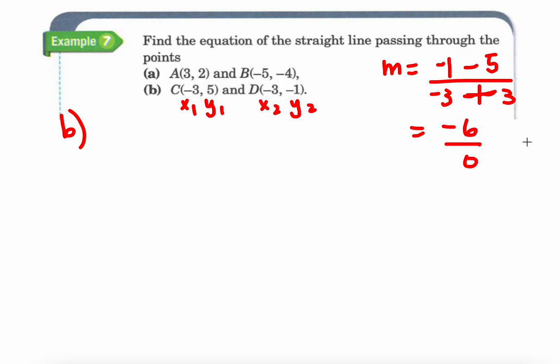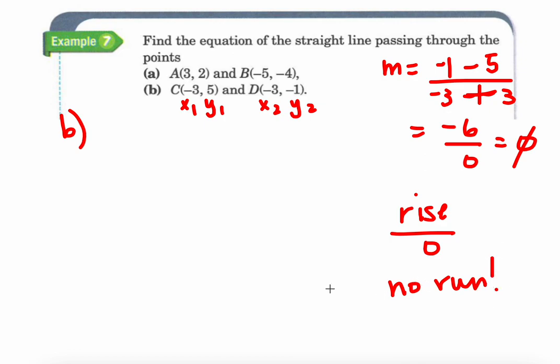Ooh, anything divided by a 0 is undefined. Can't do that. So this slope is undefined. So that means rise over run. That means my run, there's no run. What type of line has no run? A straight line going up and down, right? There's no run.